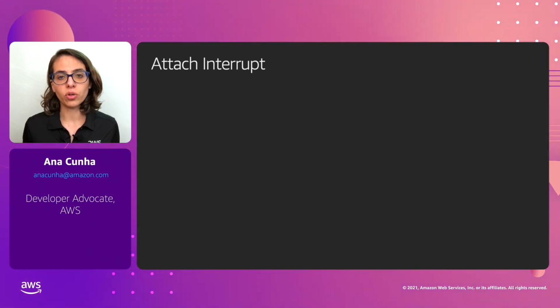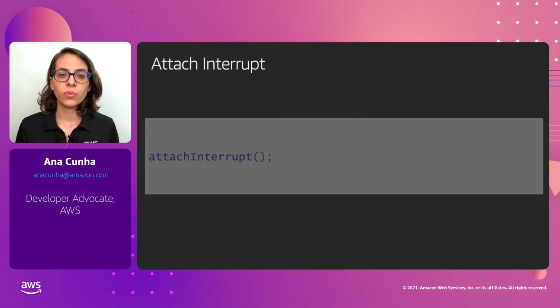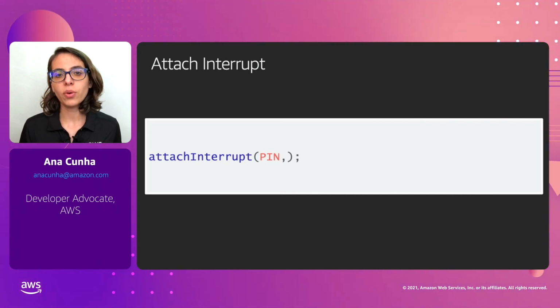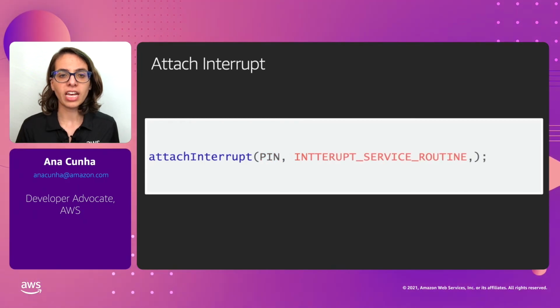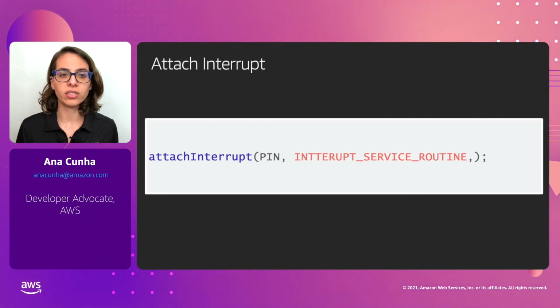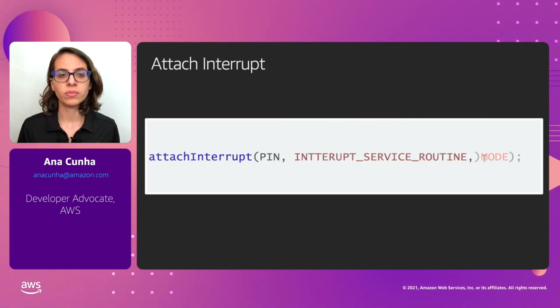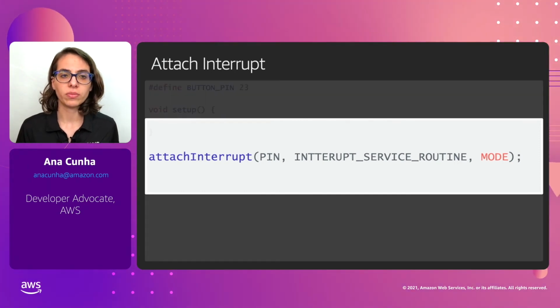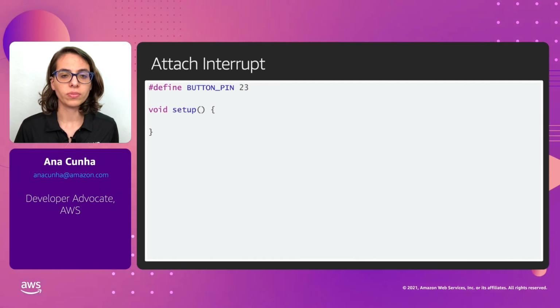So how do interrupts work on Arduino? We have a function called attachInterrupt that takes 3 arguments. The first one is the GPIO pin in which we want to enable the interruption. The second one is what we call an interrupt service routine, or ISR. This is the function that will be triggered when the interruption happens. Finally, the third argument is the mode. This defines when the interruption should be triggered. So let's write this in our code.